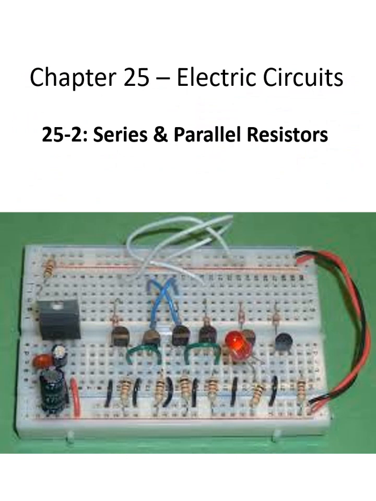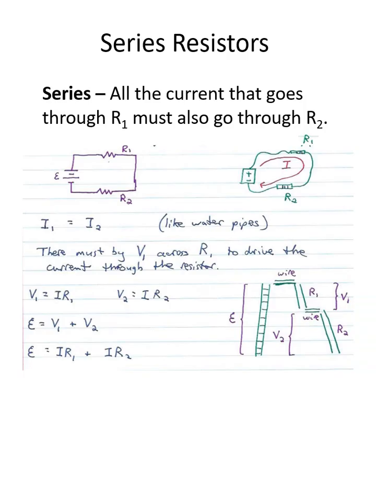Now we'll further explore the idea of resistors in series and parallel. In a previous chapter, you learned about capacitors in series and parallel, and so now we'll talk about resistors. Let's first talk about when resistors are in series. When they're in series, that is defined as that all the current that goes through resistor 1 must also go through resistor 2. Here we have a schematic diagram.